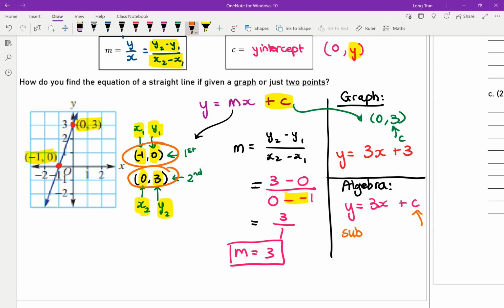So I'm going to sub (-1, 0) in. This is my x. This is my y value. So according to the rule, y is 0, which is equal to my m, 3, times x, which is my -1, plus c. This is the only part you have to use algebra to solve it. So here we go. 3 times -1. What's 3 times -1? -3. So this is -3 plus c is equal to 0.